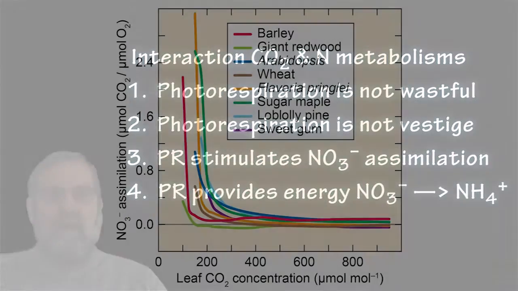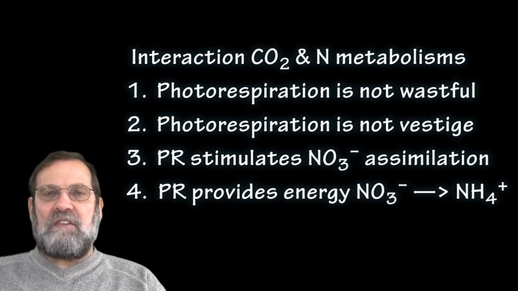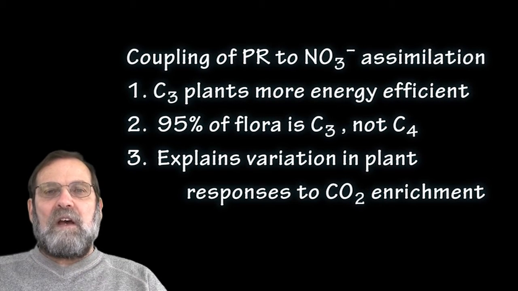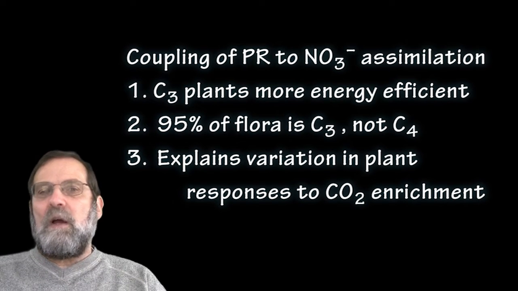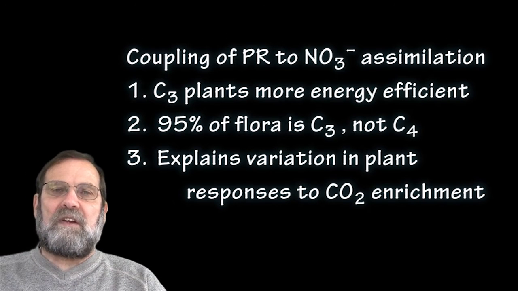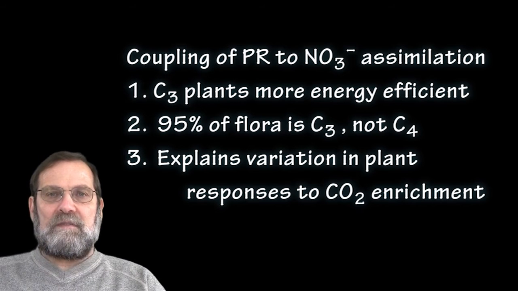In a wide range of C3 species, conditions that inhibit photorespiration, namely elevated carbon dioxide or low oxygen atmospheres, also inhibit shoot nitrate assimilation into amino acids. Photorespiration appears to provide some of the energy required to convert nitrate to ammonium. This coupling of photorespiration to nitrate assimilation makes C3 species more energy efficient than previously thought and explains why more than 95% of Earth's flora is composed of C3, not C4 species.